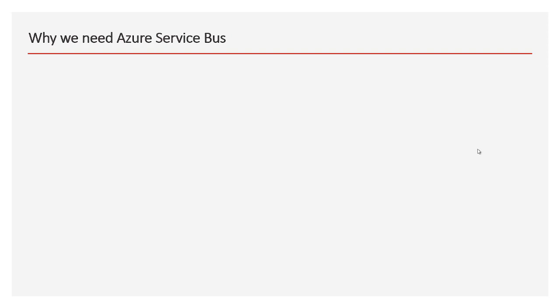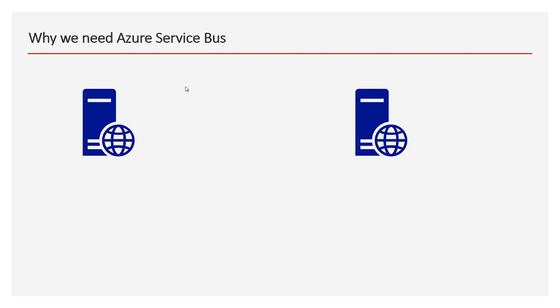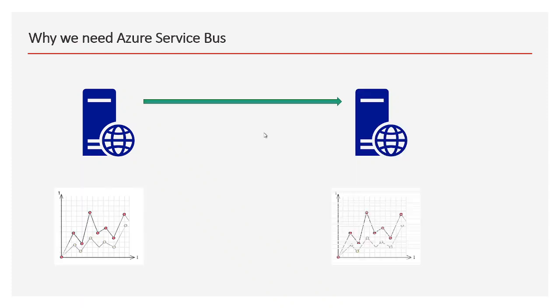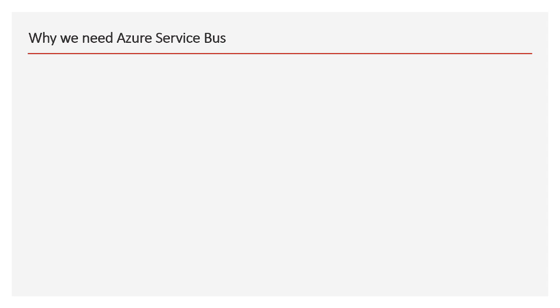Now coming to the next slide. Why do we need Azure Service Bus? I was showing you some animations here. The left thing is, suppose, one service and the right thing is another service. These services are dependent upon each other. Suppose something occurs on the left side, and after that the right side service has to perform some activities. If I click on the sample, you will be able to see.